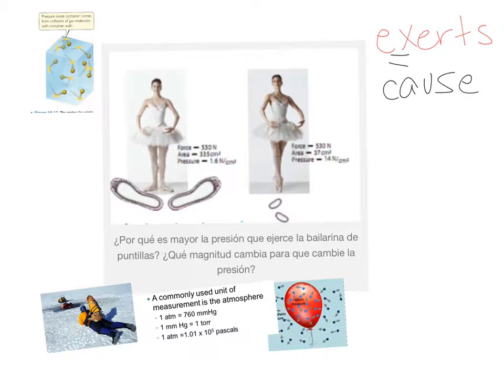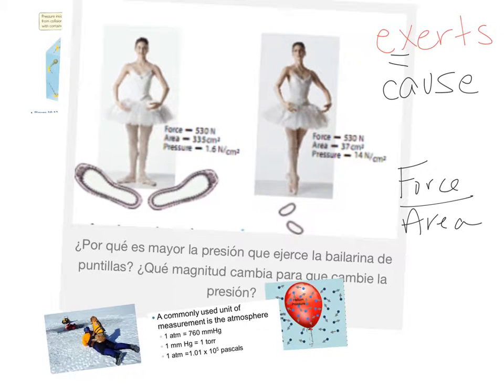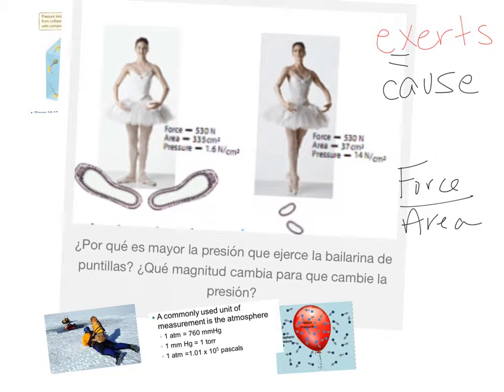Pressure is defined as force over area. That's what pressure is in physics and everything. It's force over area. And we're going to use an example with the ballerina to understand that a little bit better. If this lady is standing, her force, which is her weight, is 530 newtons. You can measure weight in pounds, or you can measure it in newtons.